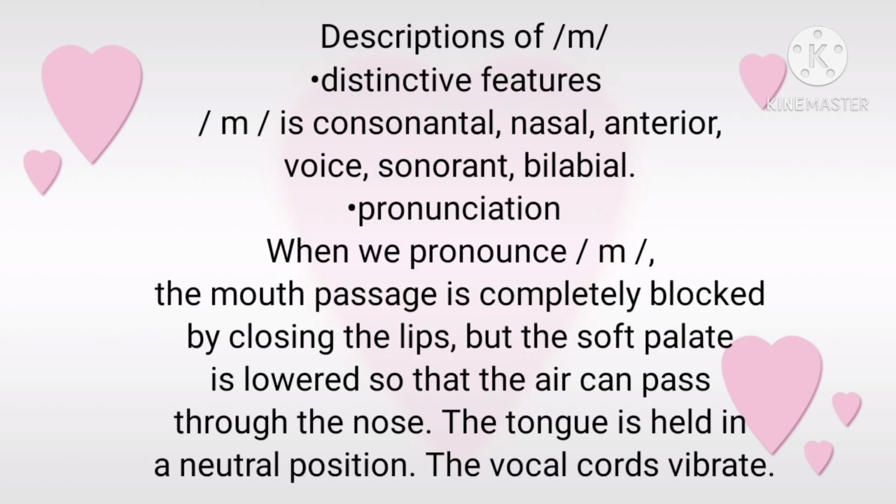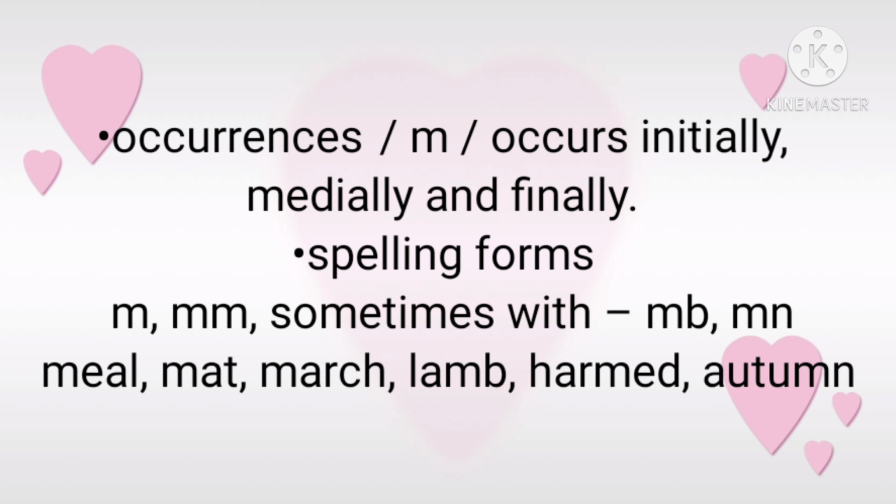Description of M. Distinctive features: M is consonantal, nasal, anterior, voiced, sonorant, bilabial. Pronunciation: when we pronounce M, the mouth passage is completely blocked by closing the lips, but the soft palate is lowered so that the air can pass through the nose. The tongue is held in a natural position. The vocal cords vibrate. Occurrence: M occurs initially, medially, and finally. Spelling from M, double M: men, meal, match, Mars, lamb, hermit, and tomb.